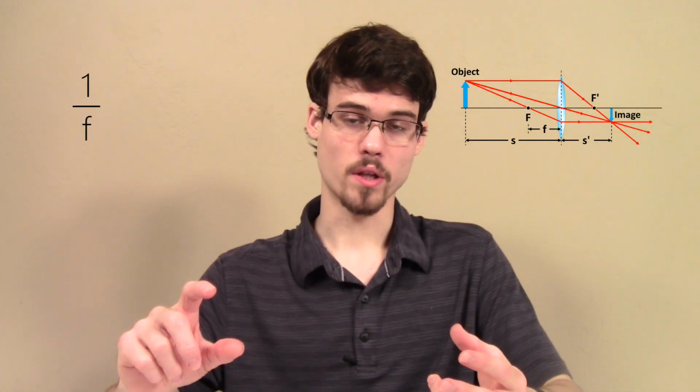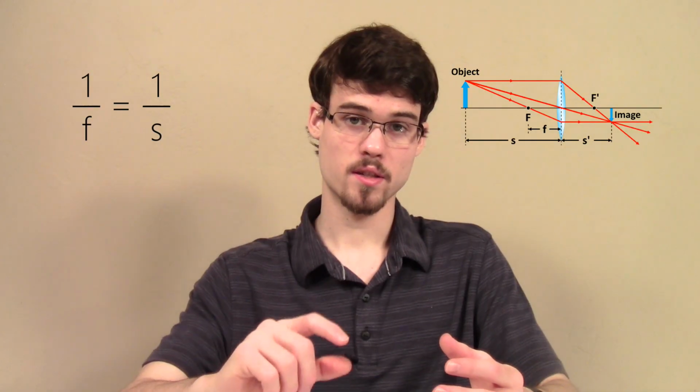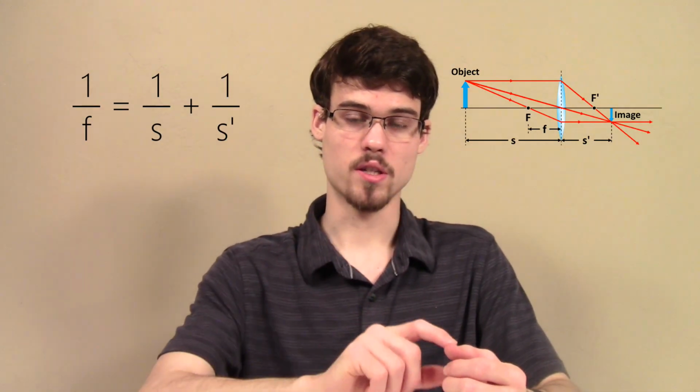For objects not located at infinity or at the focal point, we can use the thin lens equation to relate the image and the object distances. So the equation says that 1 over the focal length is equal to 1 over the object distance, s, plus 1 over the image distance, s prime.